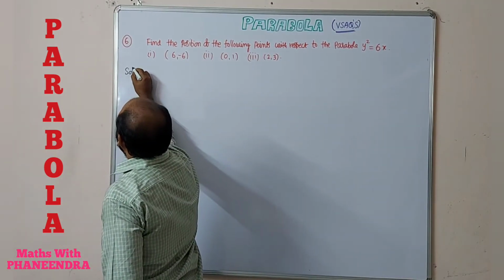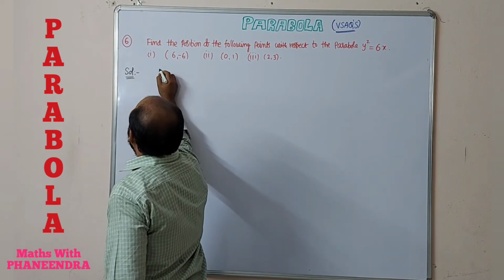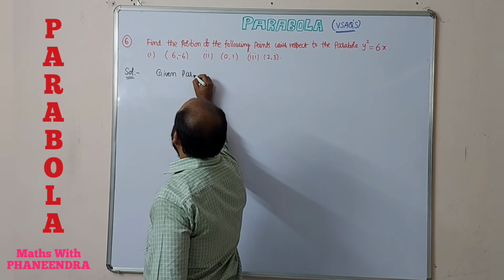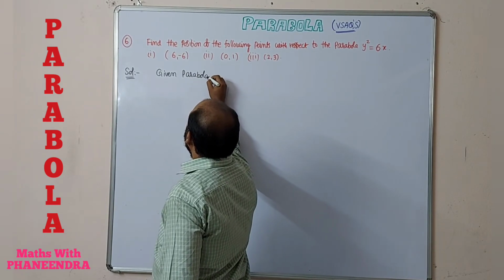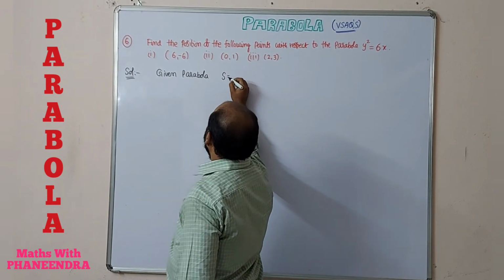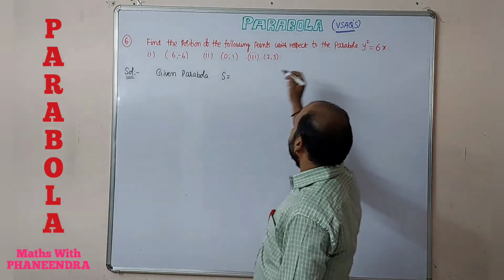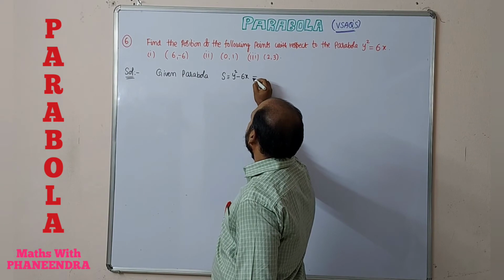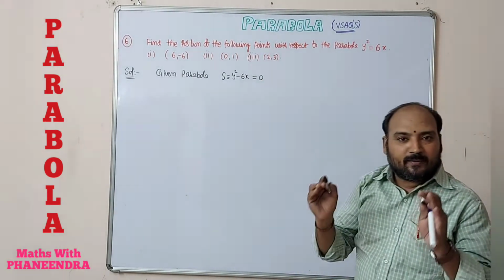First, the given equation of parabola is denoted by S. S is equal to y square, that 6x also we can take this side, minus 6x is equal to 0. This is the given parabola equation.